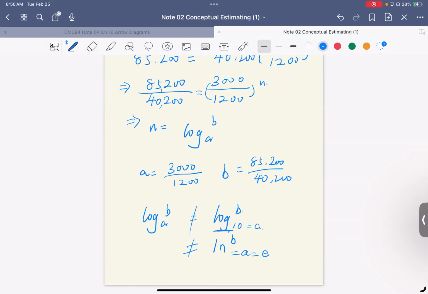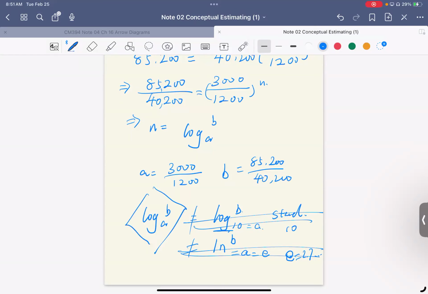If you have the log here, this is the common logarithm, with 10 as the base. And this is the natural logarithm, with E as the base. So E is equal to 2.7 something, right? In our case, we're not using those, so you don't need to write those down. I just want you to know. Our case is this, the general log with base A of B. So now we're putting this in.